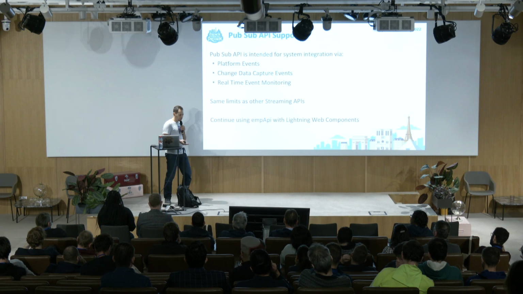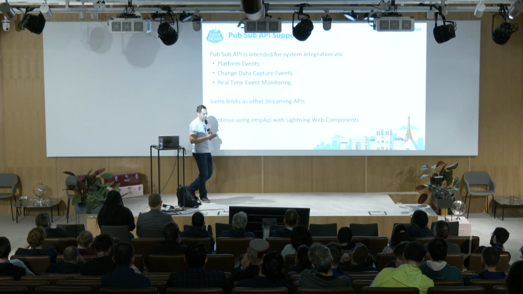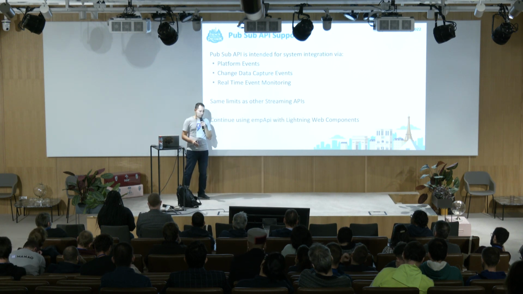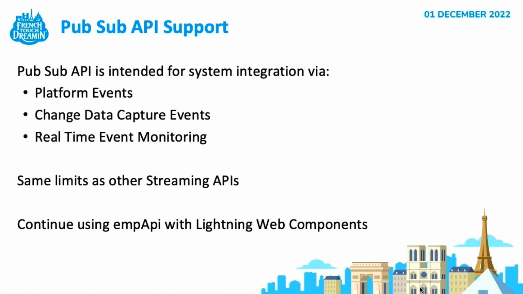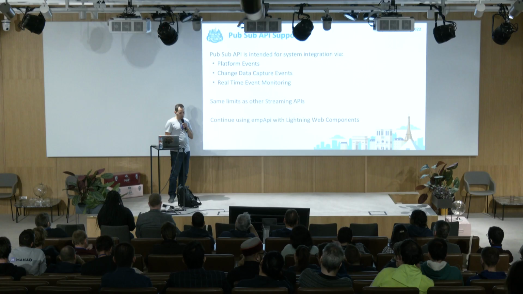The second limit you want to be careful with is the number of daily events. This is quite high, in the millions, depending on the license you have, but it's also part of the limits that you have to adhere to. And whatever protocol you're using, the same limits apply. Whether it is the Pub/Sub API or the regular streaming APIs, the same limits apply.